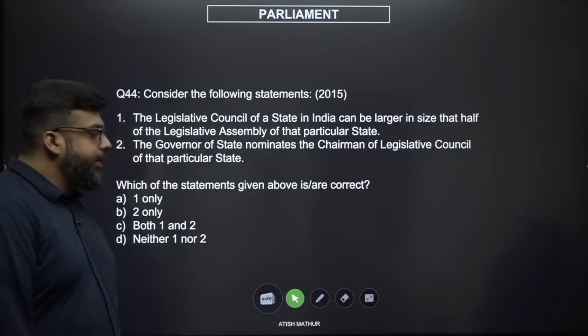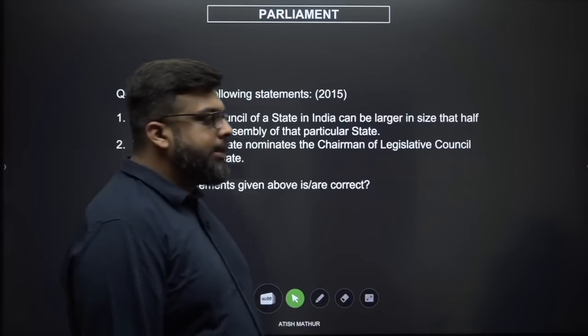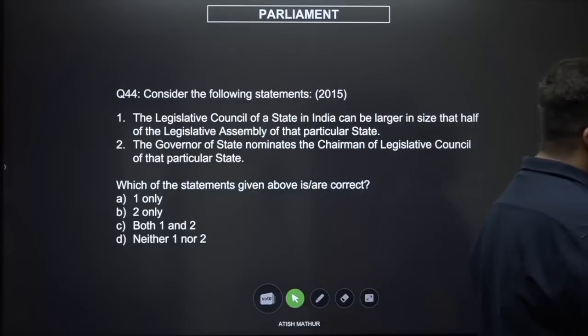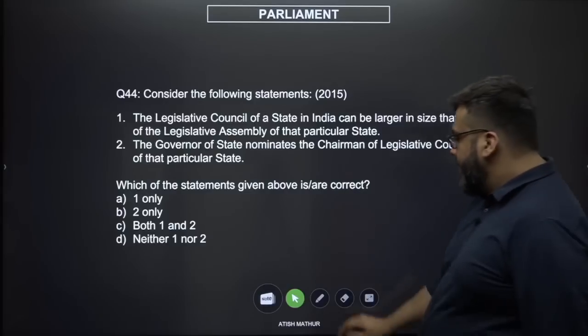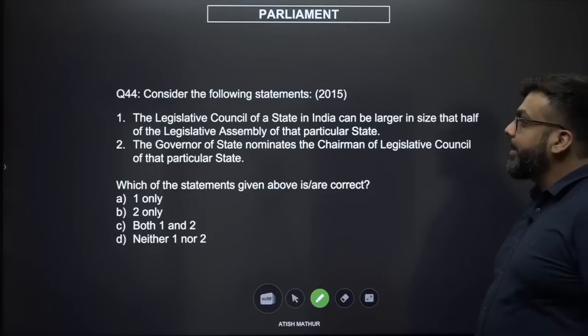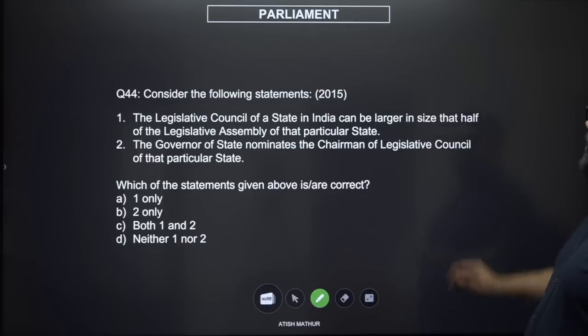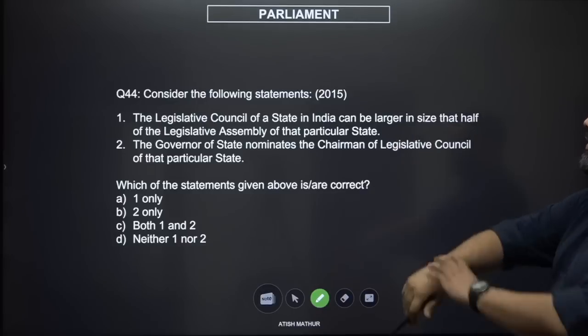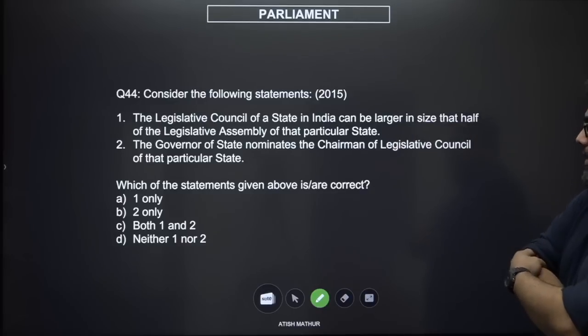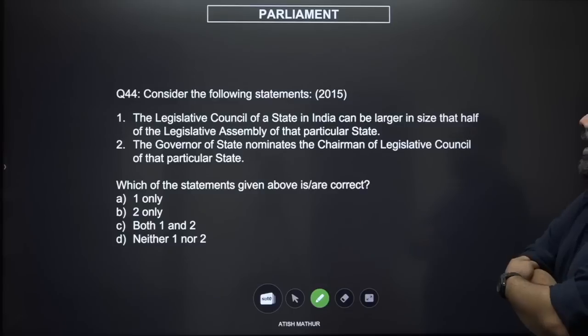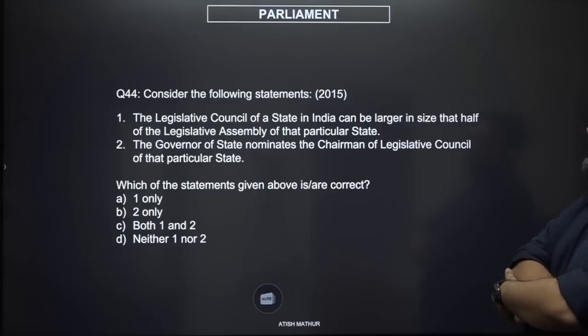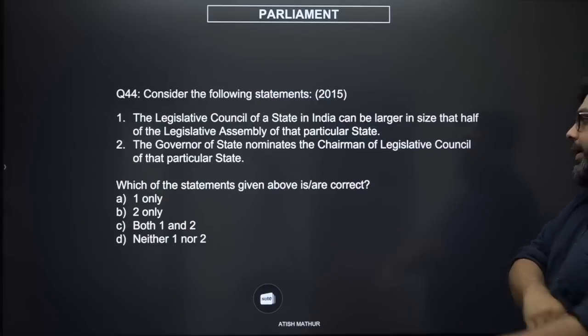Question number 44. Consider the following statements. The Legislative Council of a state in India can be larger than half the size of the Legislative Assembly of that particular state. The governor of the state nominates the chairperson of the Legislative Council of that state.